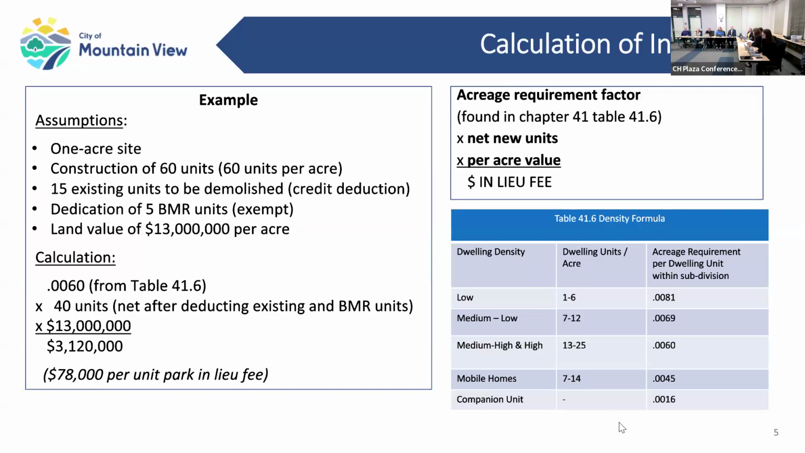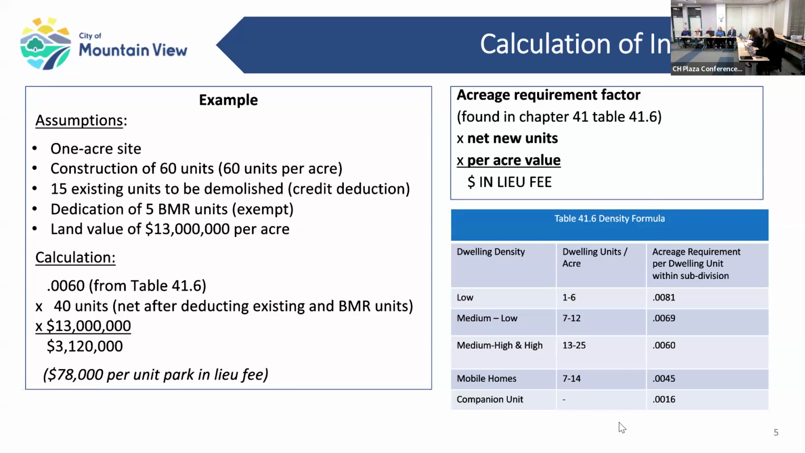So in this example, it's never this perfect, but I did this just for ease of calculation. We're going to assume it's a 1 acre site development, that there are 60 units going into this development. There's 15 existing units that are going to be demolished. This is important because any units that are existing and demolished don't have a park in lieu fee to pay. We assume that they've paid it at some point in time. And they're dedicating 5 BMR units, which is also exempt from the ultimate calculation. And in this instance, the land value is $13 million per acre.